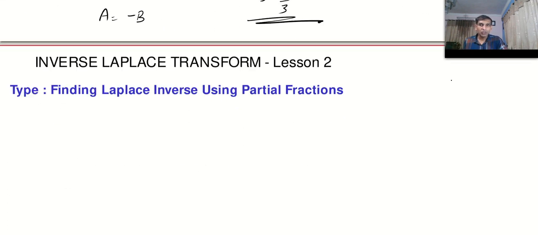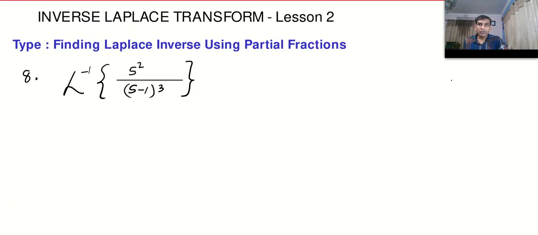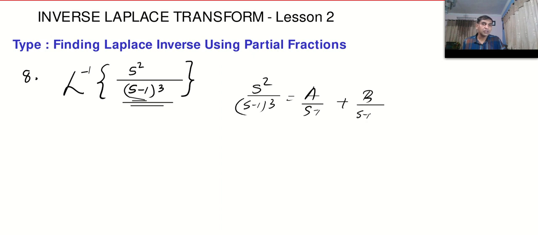Now it's almost time to conclude the video. So I'll show you one more question. This is obviously type 2, because the denominator has a linear factor with higher power. So you have to assume s squared by s minus 1 the whole cube to be a by s minus 1 plus b by s minus 1 the whole square plus c divided by s minus 1 the whole cube.